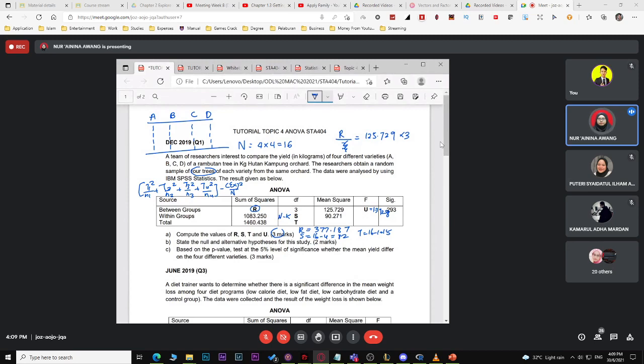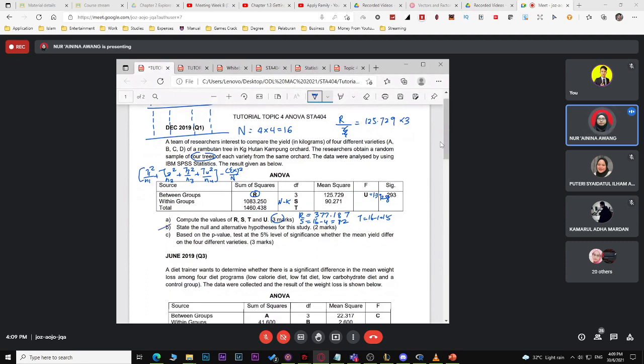And then for question B, state the null and alternative hypothesis for this study. Since the question already asks you for the hypothesis, just write your H null and H1. Since in this question you have 4 different varieties, A, B, C, and D, just let mu A equal mu B equal mu C equal mu D. And then your H1 is fixed: you say that at least one pair of treatment means differ. Okay, so that is your hypothesis. So if the question directly gives the A and then C.